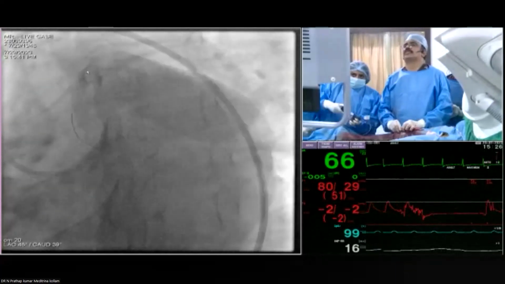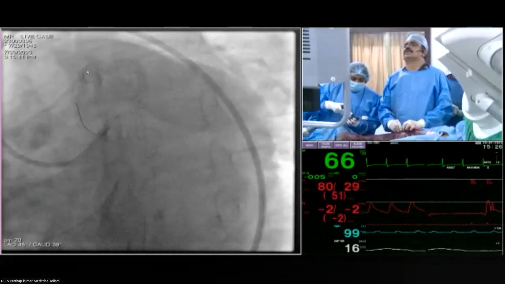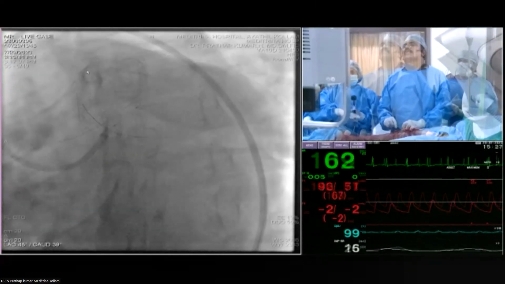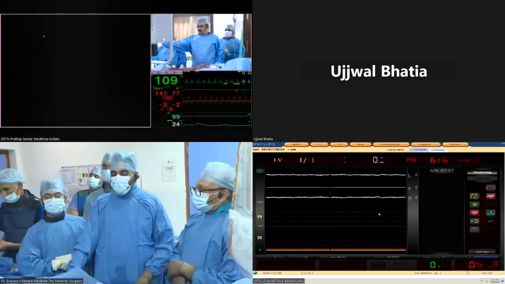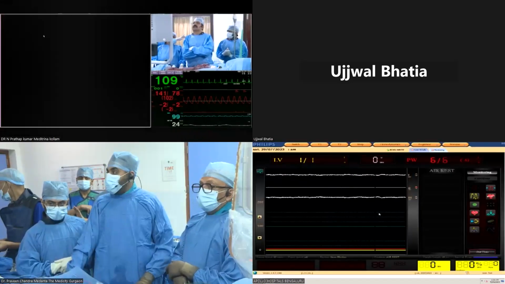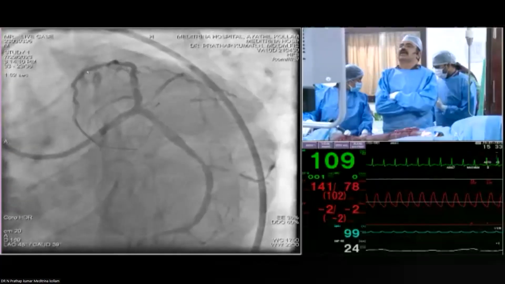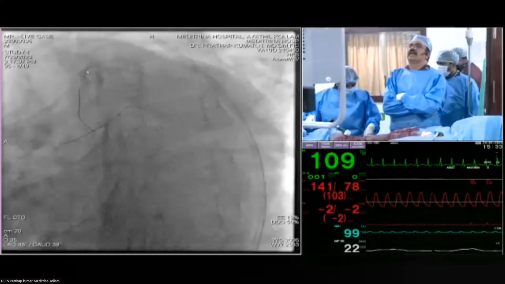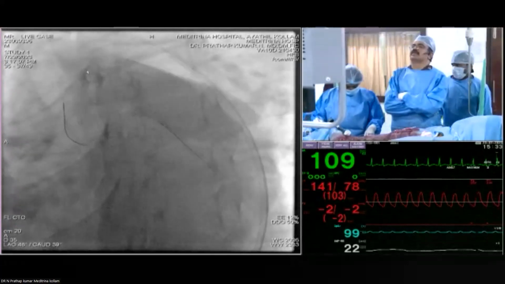But I will just show. In between, we go back to Dr. Chandra, and I'll try to show the recrossing. Deflate. Yes, see, just one shot back. Okay, there we go. We're back, Dr. Prathap. Can you see the wire crossing? Next, balloon dilated. Wire is crossed like this.